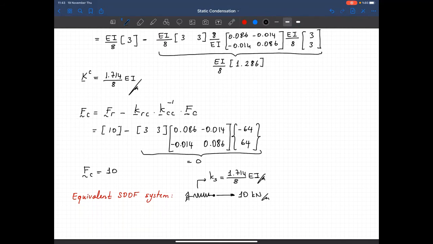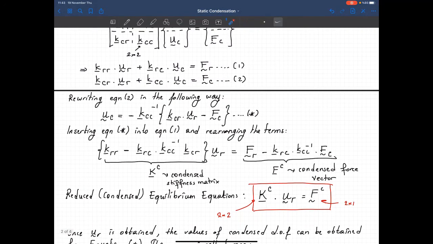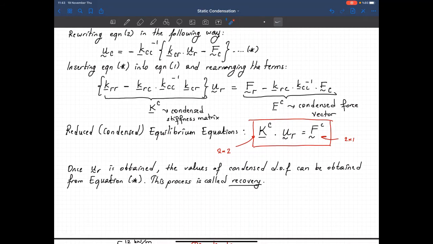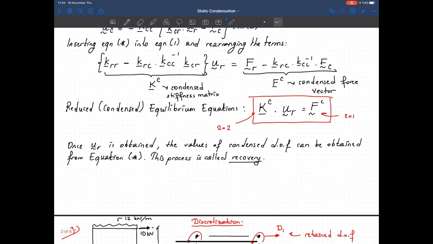And from that you can calculate your displacement, the lateral deflection, and using the recovery phase, using this equation, you can then calculate the rotations, D2 and D3. So that's it. This is what we call the static condensation. But sometimes when we have larger structure, it is difficult to make this type of calculations. It's computationally very expensive. Numerically, we really don't want to take inversion because it's very costly.